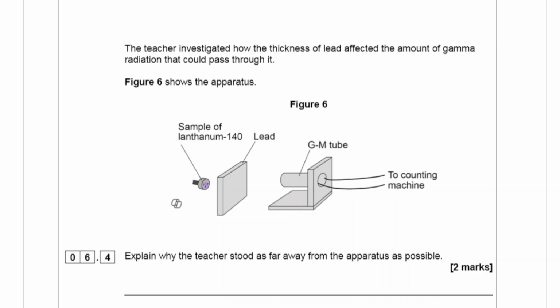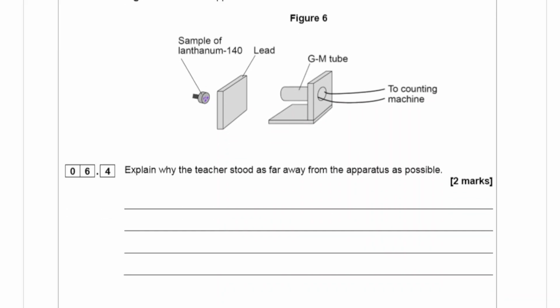That's mainly because gamma is highly penetrating and it has a bigger range. But explain why. So that's actually a precaution the teacher is actually taking. So you need to talk in terms of that.